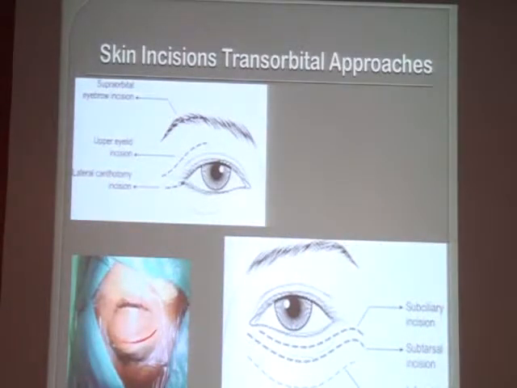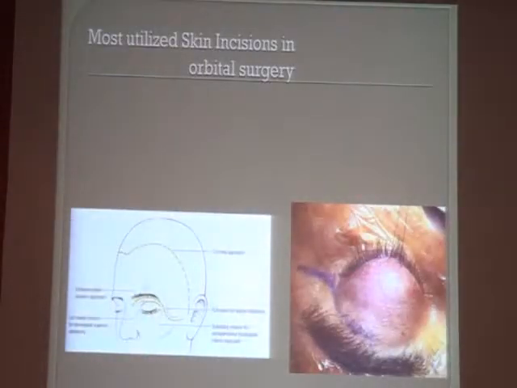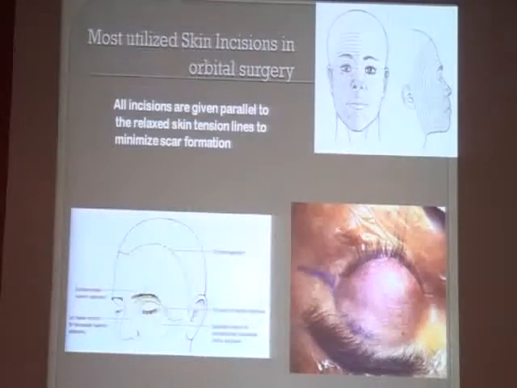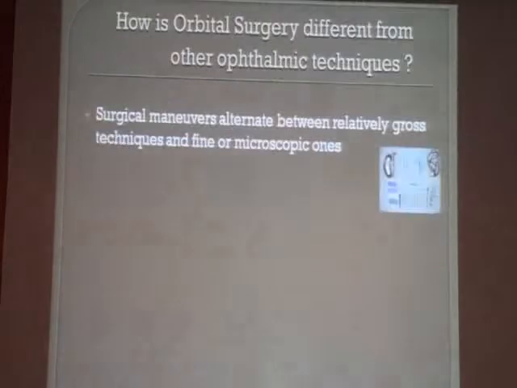The other skin incisions are subciliary incision, subtarsal incision, and infraorbital incision. And there is one more incision, the modified S-shaped incision for lateral orbitotomy. All incisions are given parallel to the relaxed skin tension lines to minimize scar formation.